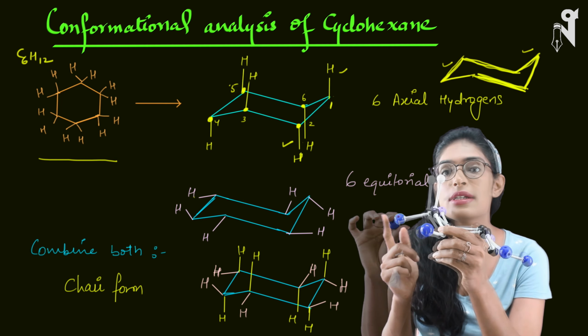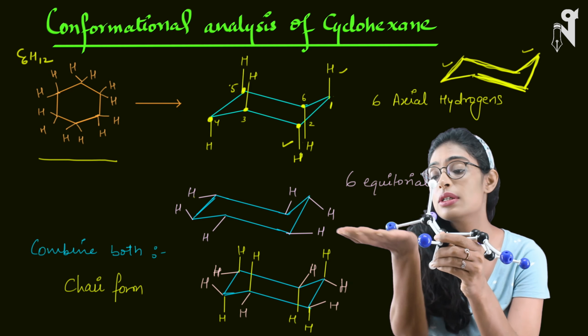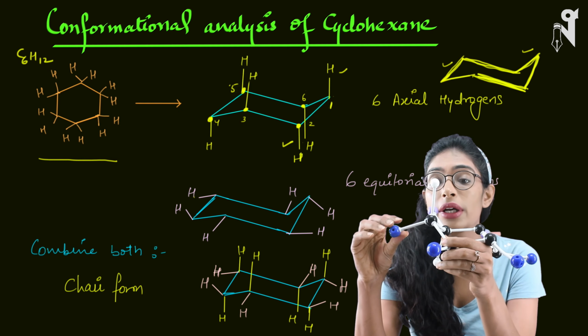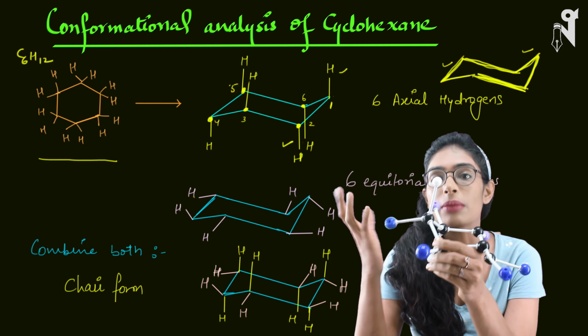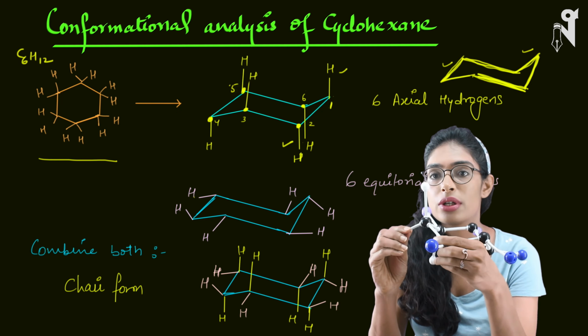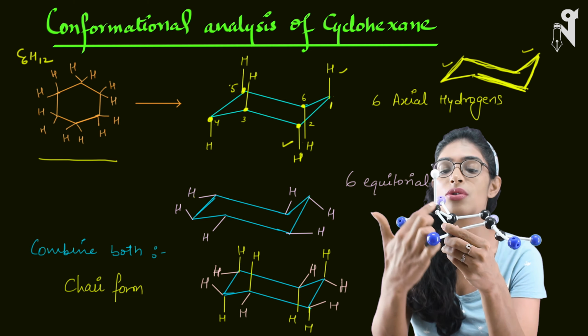Axial hydrogen, and this is my equatorial hydrogen. If you look at the equatorial hydrogen, it is almost on the horizontal plane, right? When you're drawing it in 2D, you have to represent it as a horizontal plane, but ideally it's not horizontal. This is a proper tetrahedron. If you see this carbon, it is following the exact tetrahedron structure.